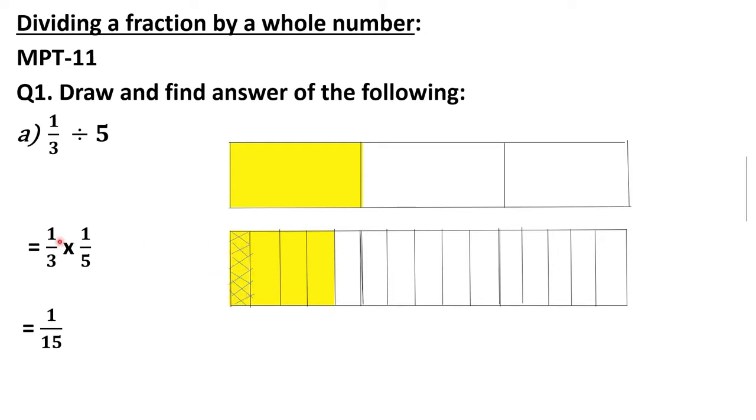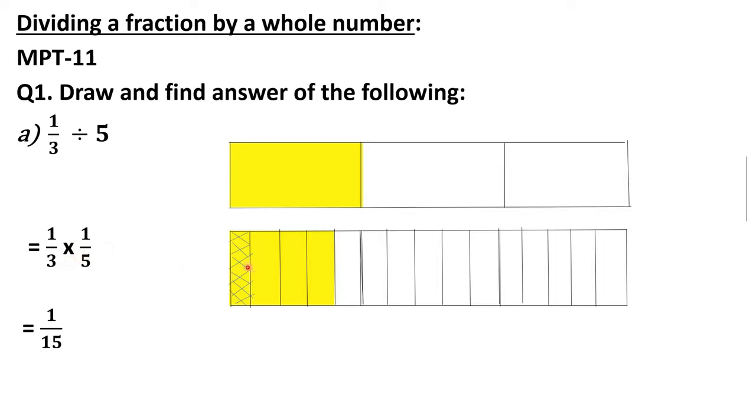You can see when we take the reciprocal of 5, a whole number's denominator is always 1. So when we take the reciprocal of a whole number, we get 1 divided by the number. As we have the number 5 here, we get 1 divided by 5 as the reciprocal, and this division sign has changed to a multiplication sign. So 1 by 3 into 1 by 5.